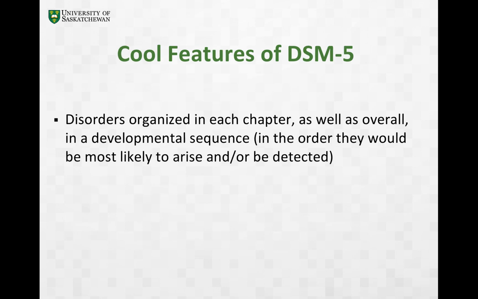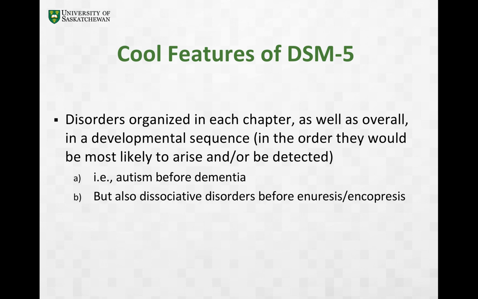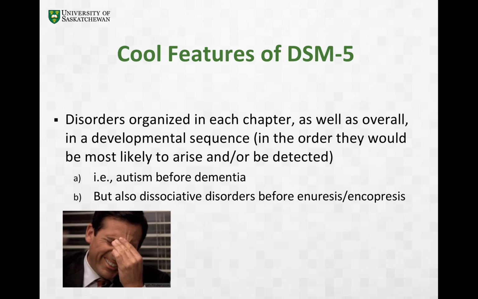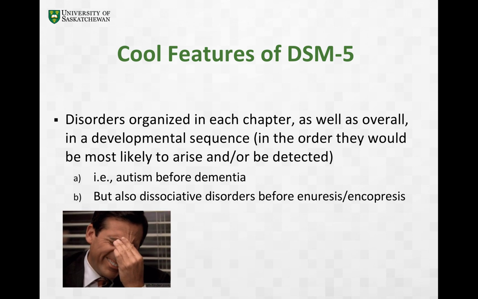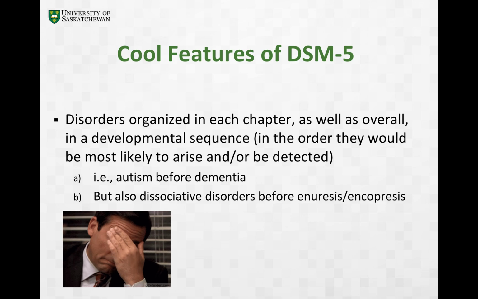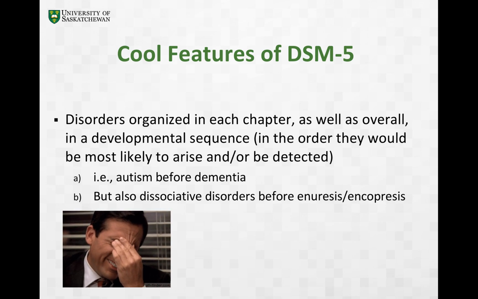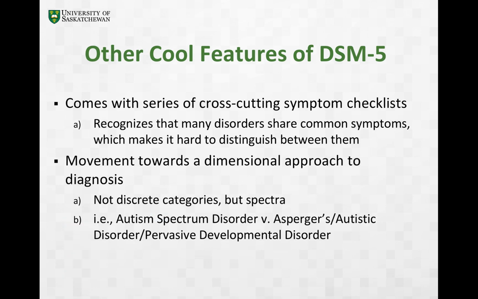Now, some of the things about the DSM that are kind of cool is that the disorders are organized in each chapter as well as overall in a developmental sequence. So in the order that they'd be most likely to arise and or be detected. So for example, autism before dementia. But also, for whatever reason, dissociative disorders appear before enuresis and encopresis, which are things that we would actually expect for young children to experience, not a dissociative disorder. So again, some kind of mess ups there, but alas, we'll get over it.